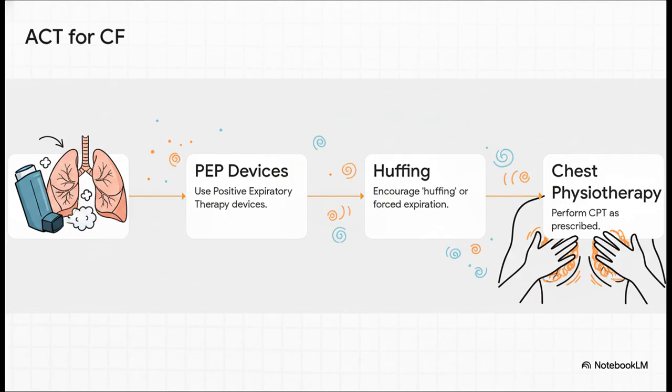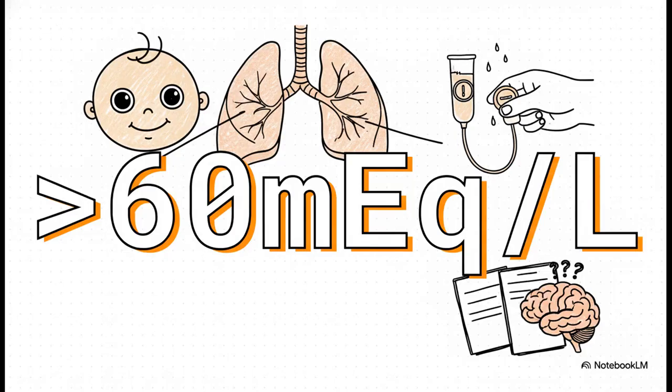But look at the order here, this is key. You always give a bronchodilator before you start chest physiotherapy. Why? You want to open up those airways first so the CPT can actually be effective and get that mucus out. And finally, how do we get that definitive diagnosis?